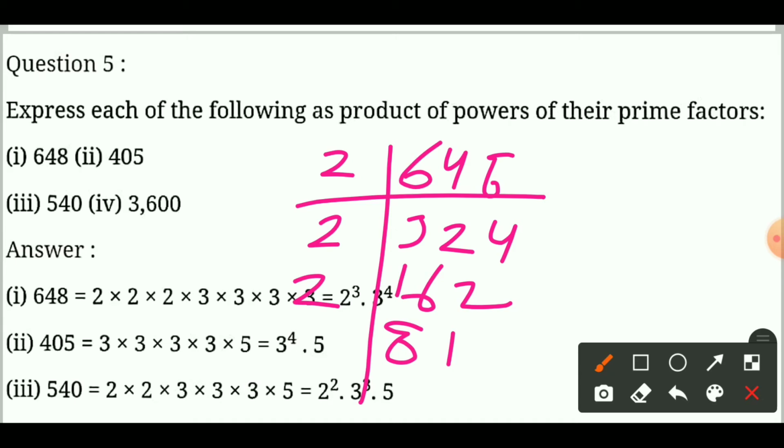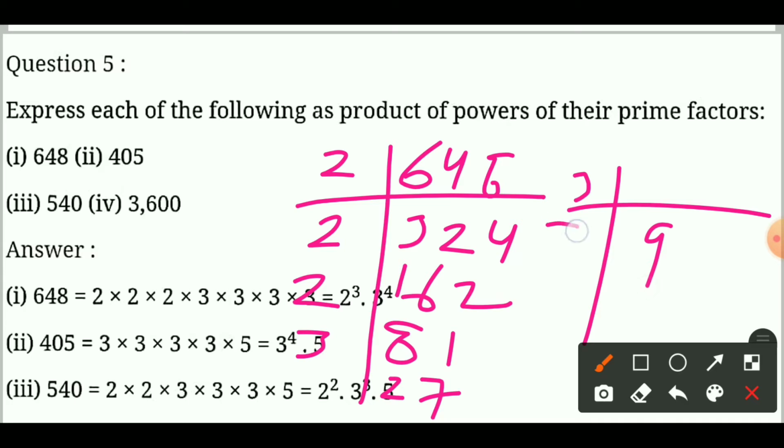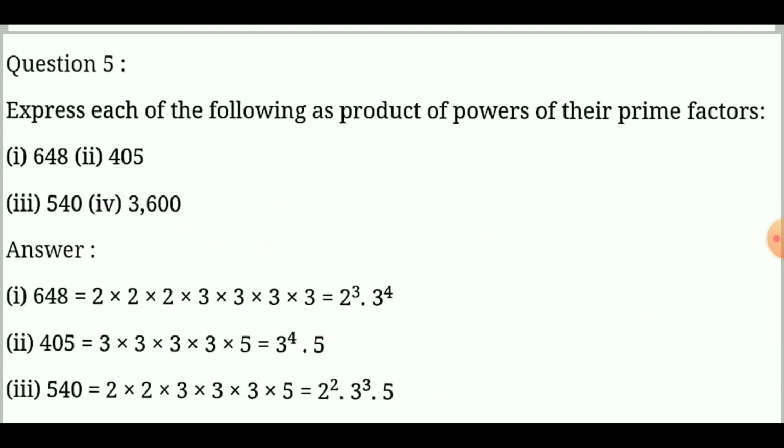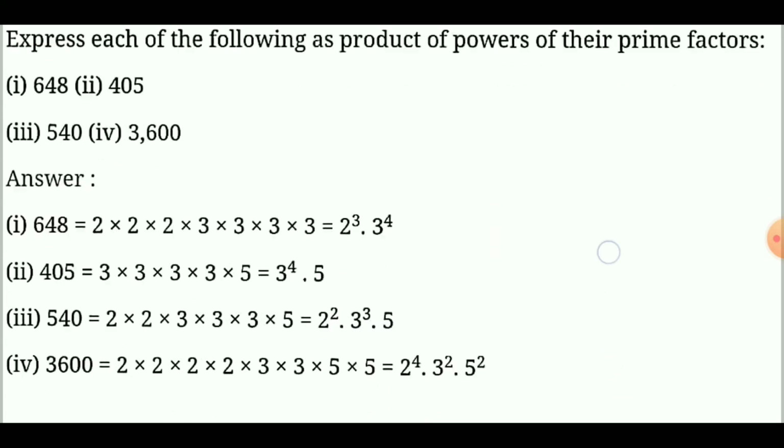Then 3 3 3 3. Okay, 3 27 is then 3 9 is 3 3 is 9 and 3 1 is 3. So we can see there, here we have 2 raised to power 3 and 3 raised to power 4. Okay, like this you have to solve in your copy. So this question is homework.